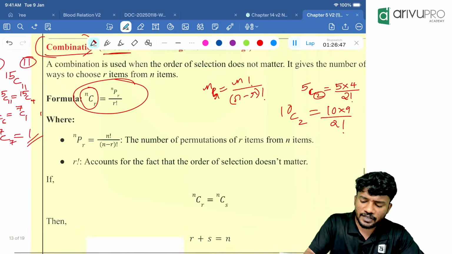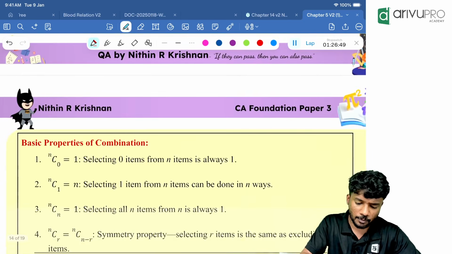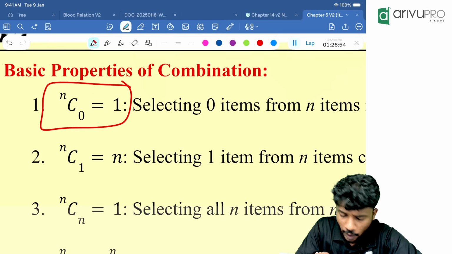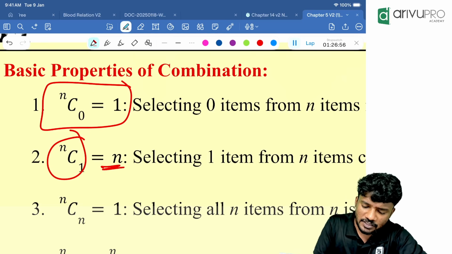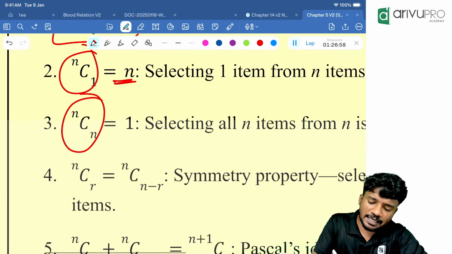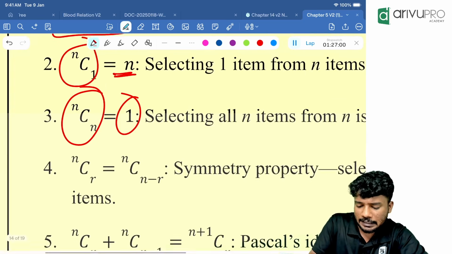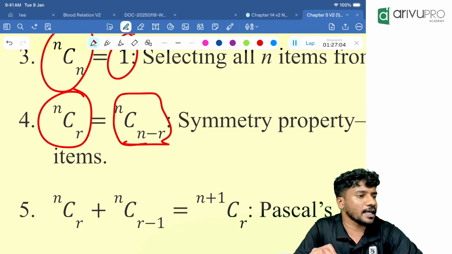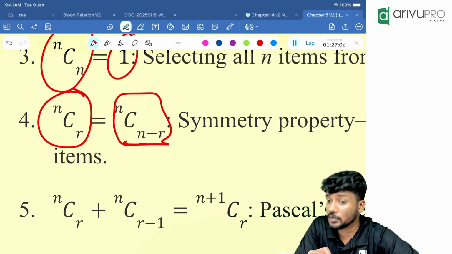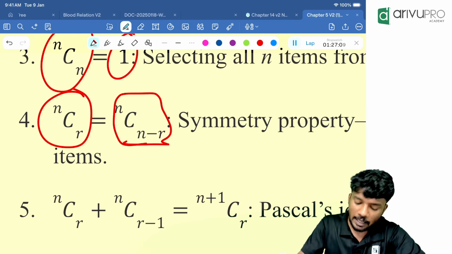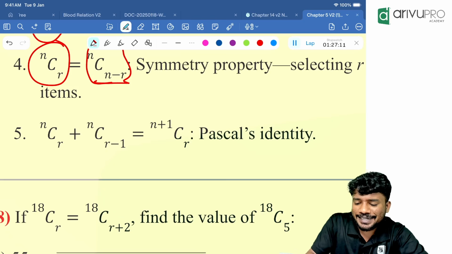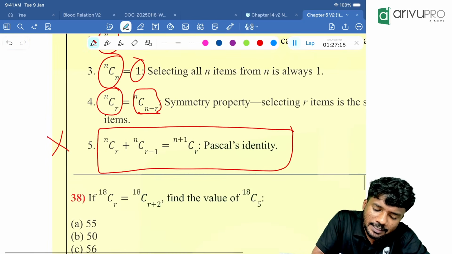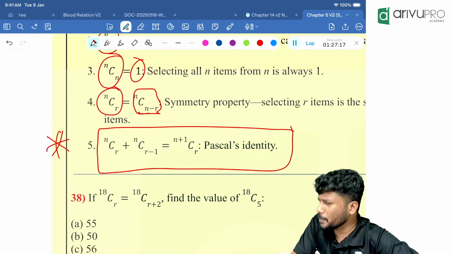So, in general, we have some formulas you should know about. These are the formulas. nC0 is equal to how much? 1. Then, nC1 is how much? n. Then, nCn is how much? 1. Then, nCr can be written as nC(n minus r). That's how we wrote 15C11 is equal to 15C4. Now, this identity is called Pascal's identity. Based on this identity, there were 2 questions in the previous year.